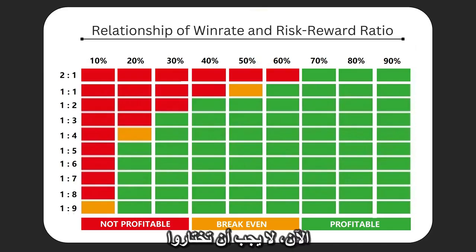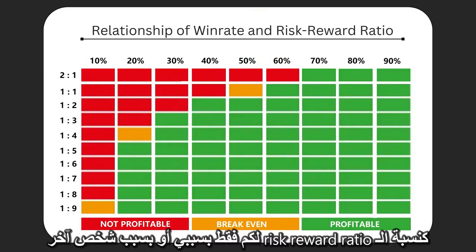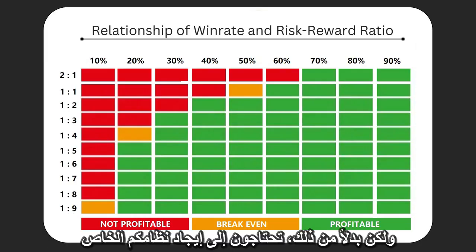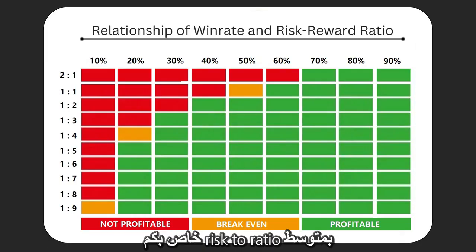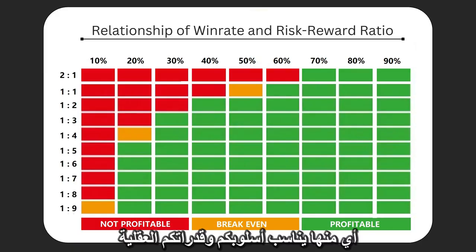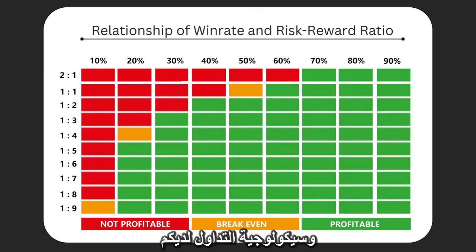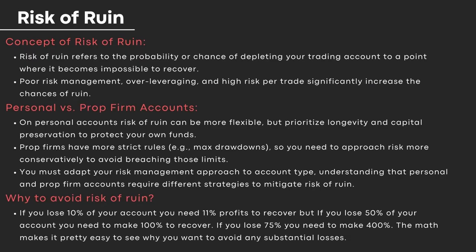Now, you shouldn't choose a 3R as your risk to reward ratio just because of me or someone else, but instead, you need to find your own system with your own average risk to reward ratio, and you need to try out multiple combinations and see which one suits your style, your mental capabilities and your trading psychology the best, right?